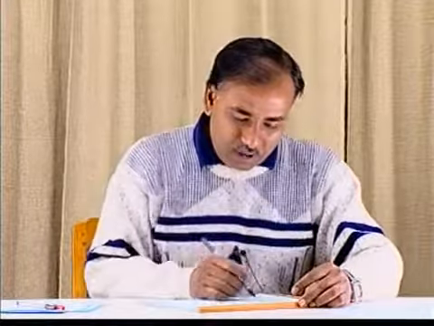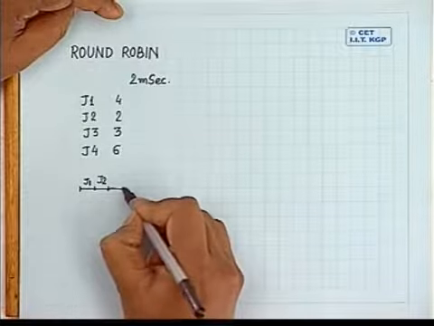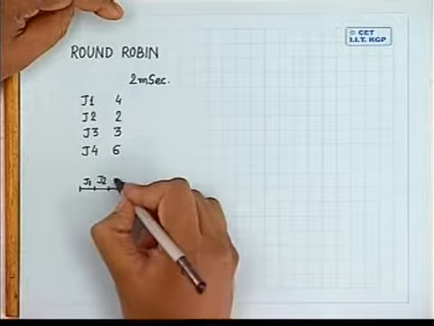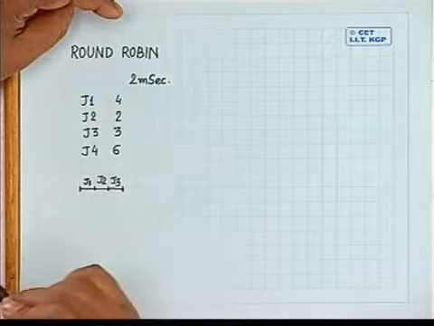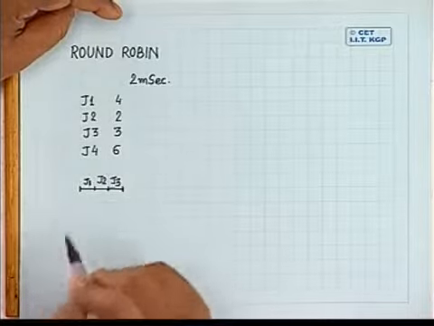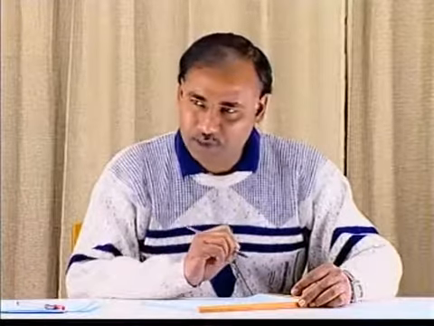Now after that comes job J3, whose CPU burst time requirement is 3 milliseconds, but it will be executed for 2 milliseconds. So now you execute job J3 for 2 milliseconds. At the end of these 2 milliseconds, again job J3 will be pushed back into the ready queue for the remaining CPU burst of 1 millisecond.